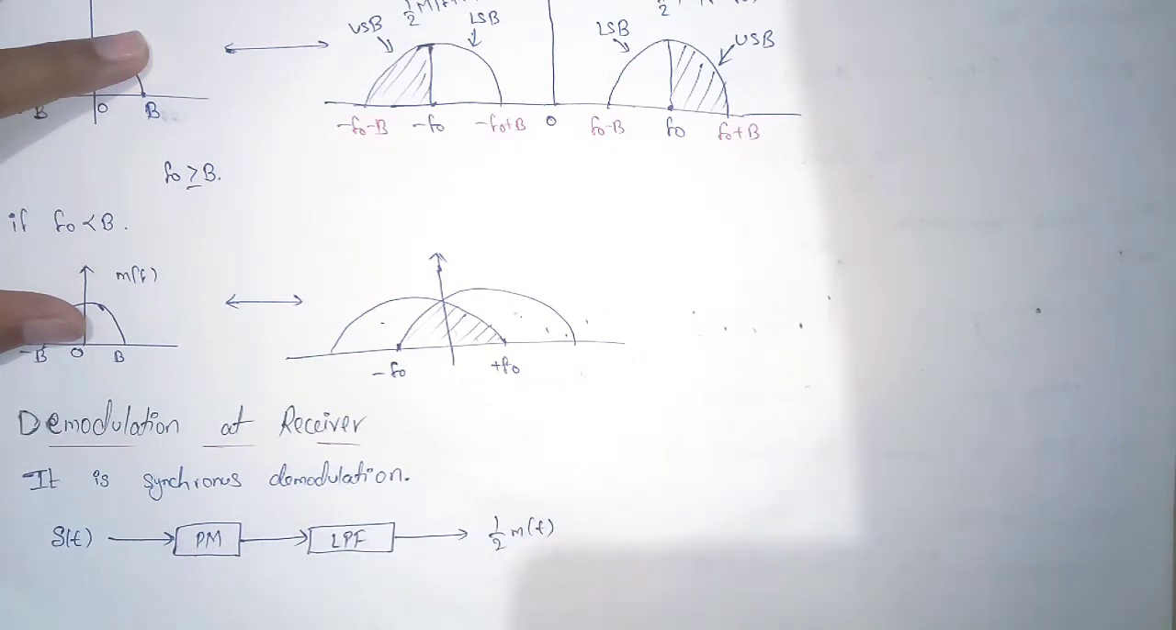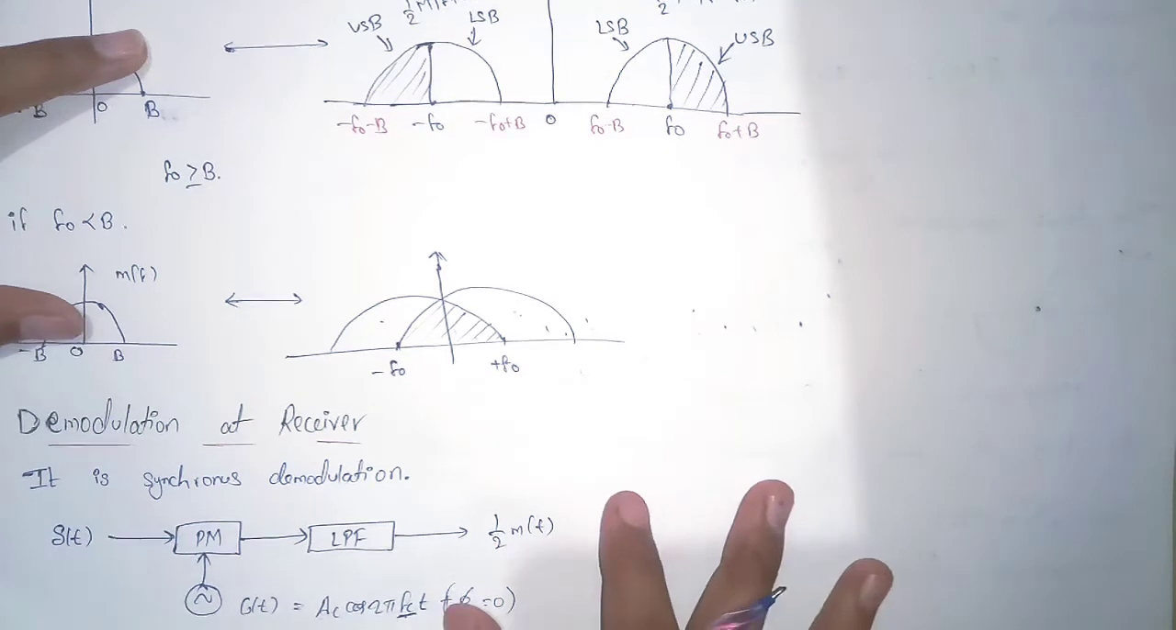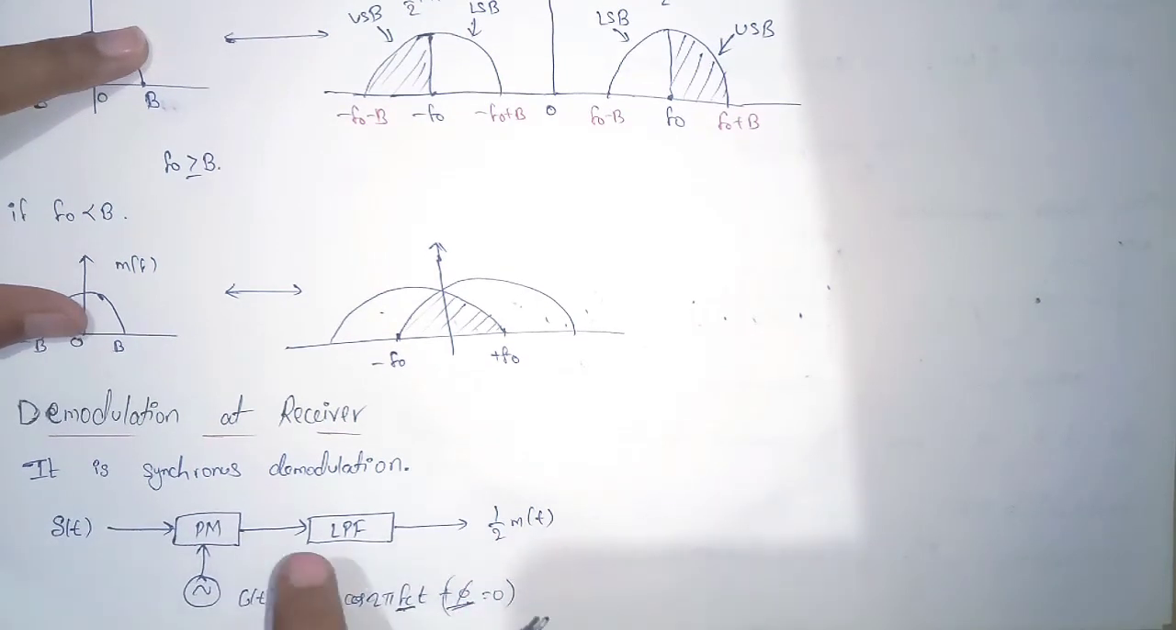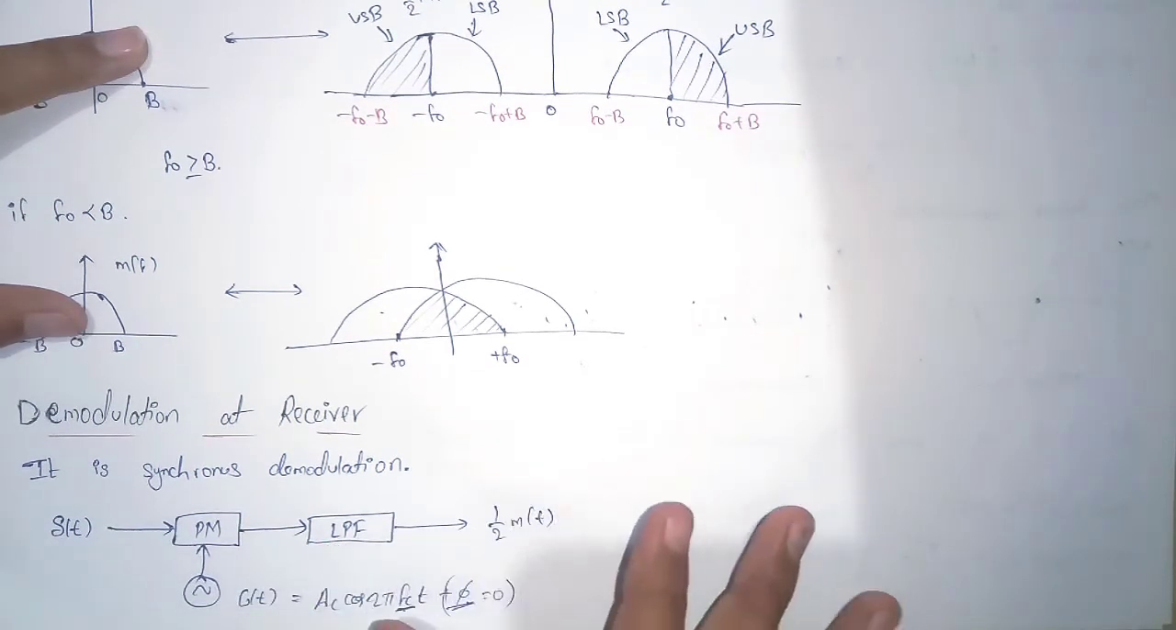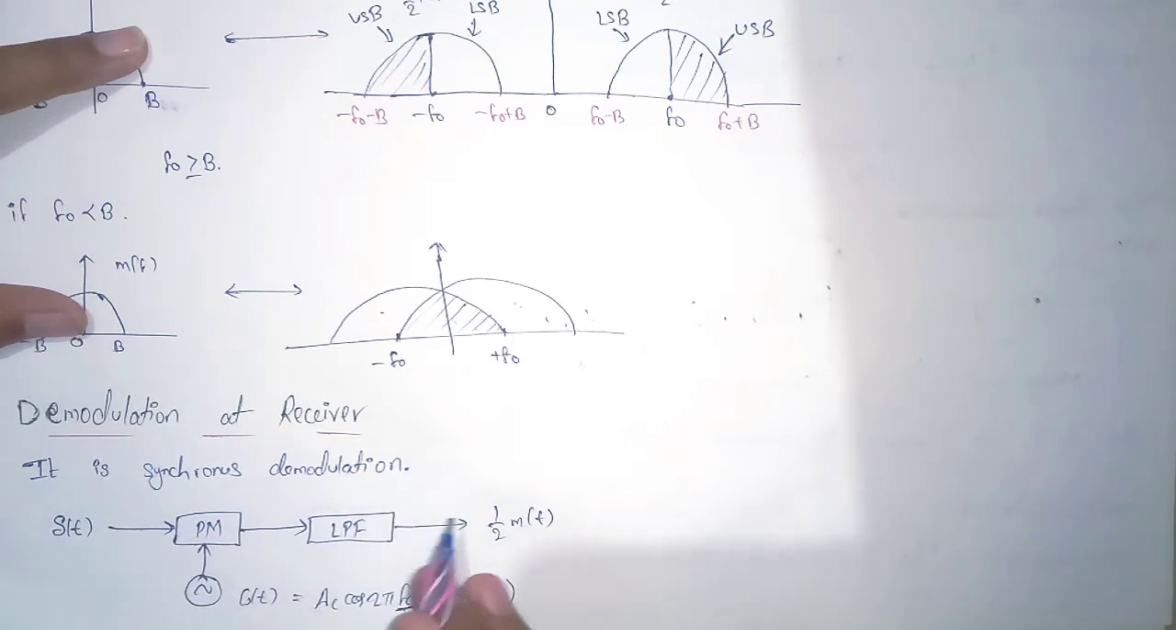I will tell you the calculation of this, how it came. And from the local oscillator the carrier signal will be generated, that is c of t. c of t is Ac cos 2 pi fc t with the same frequency and same phase. The phase is 0 here, so that's why we are not representing it. So let's directly write Ac cos 2 pi fc t. So this carrier and the carrier signal which we use in modulation are both the same. That's why this demodulation system is called synchronous demodulation.